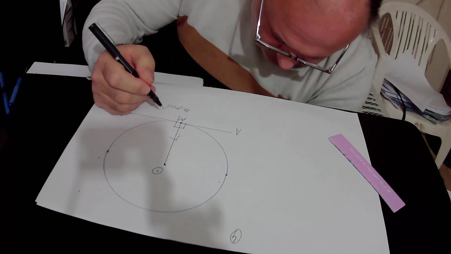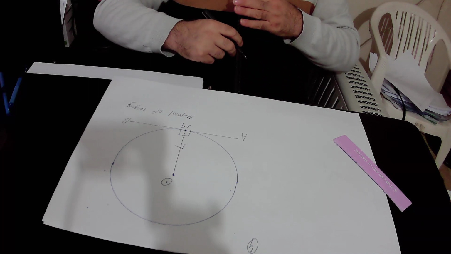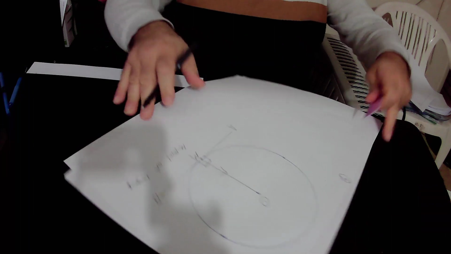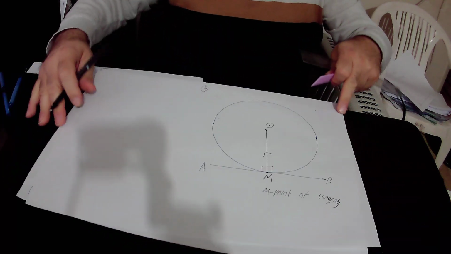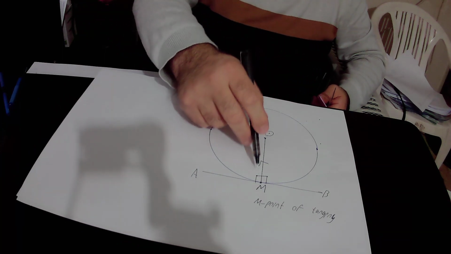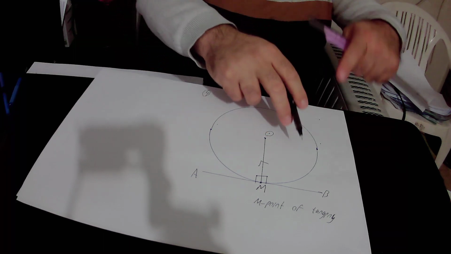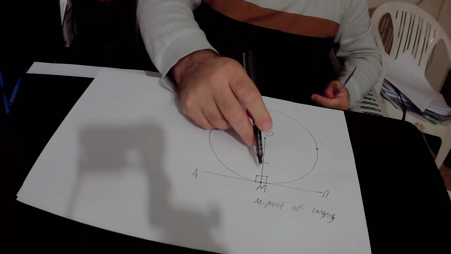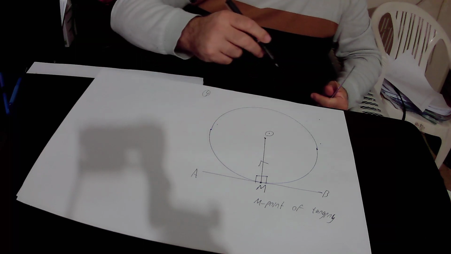So according to rule number 2, whenever you have a radius like in this drawing that is drawn to the point of tangency, that is to say this radius is drawn to point M, that is the point of tangency, then the tangent AB will be perpendicular to this radius, that is to say this angle will be equal to 90 degrees and this angle also will be equal to 90 degrees.